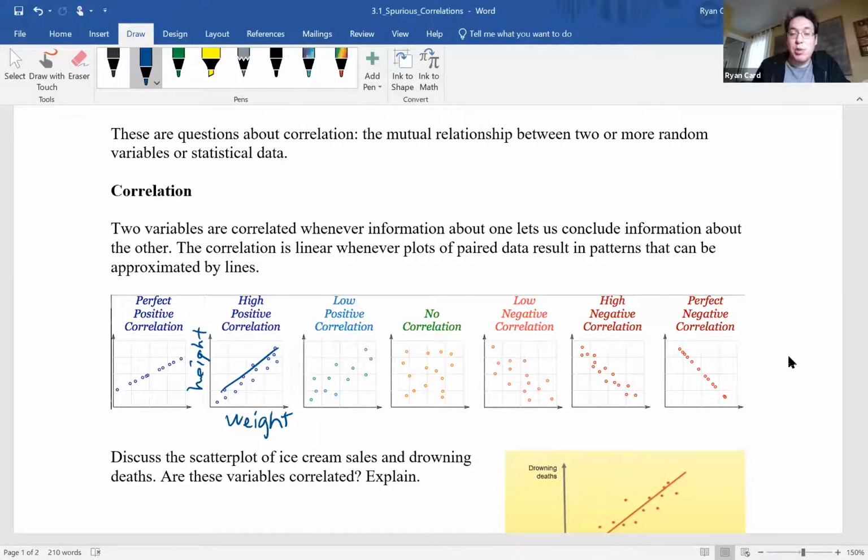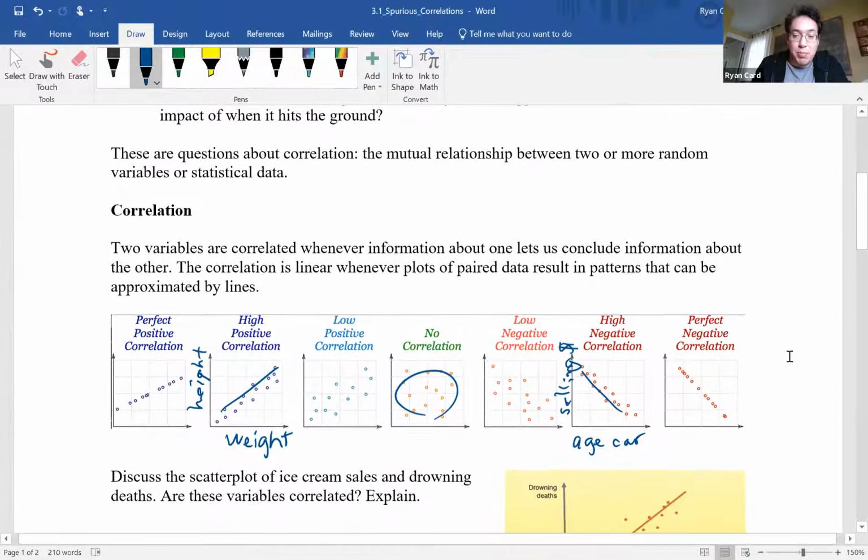Even if the relationship is reversed, where maybe we're looking at the age of a car versus the selling price of a used car, maybe. So an older car might be selling for a cheaper amount of money. So that could be a negative correlation, but you still get information about the other variable. So even if the relationship is reversed, we say they're correlated. We just say they are negatively correlated. If knowing about one variable doesn't give you information about the other, we say there's no correlation, there's no fixed pattern between the two.